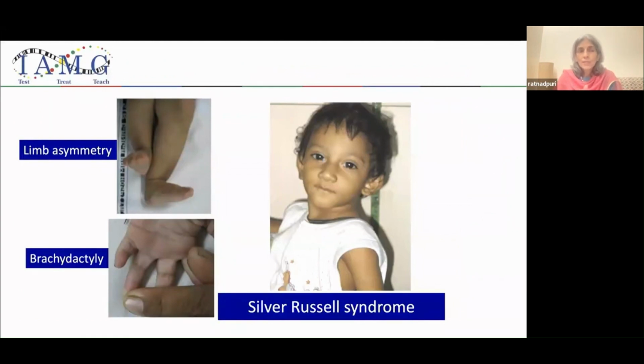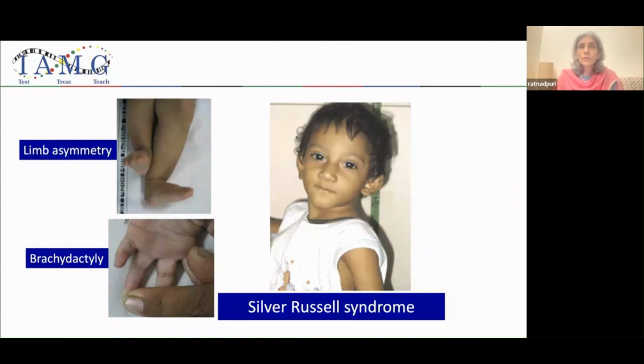Now, this is the other syndrome where the child is not growing well. There is failure to grow, there is limb asymmetry, and there are small hands with clinodactyly. And this syndrome is called Silver-Russell syndrome.